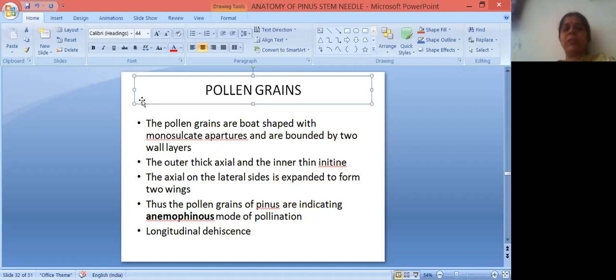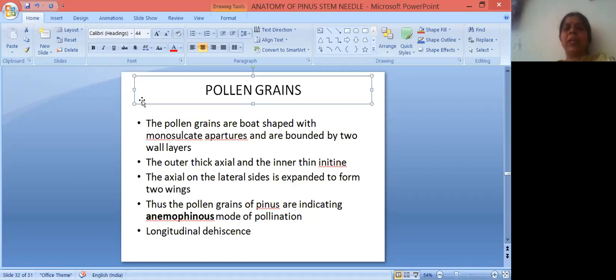The outer wall is very thick. It is known as exine, and the inner wall is thin. It is known as intine. The exine on the lateral sides expands to form two wings. Here, the important character of the pollen grain is that two sac-like balloon structures arise on the lateral sides by the expansion of exine. Such a pollen grain is known as a winged pollen grain.